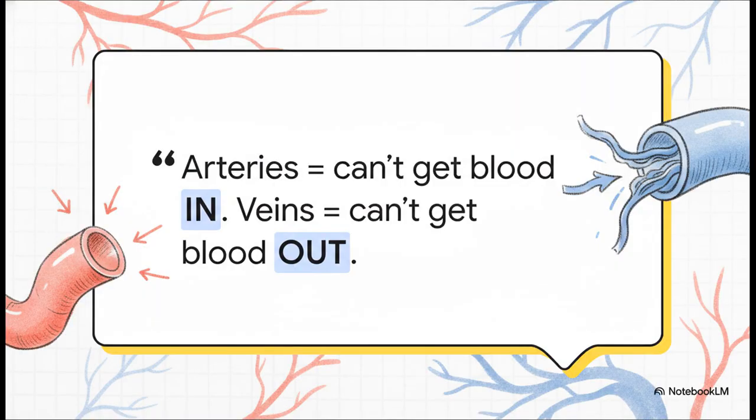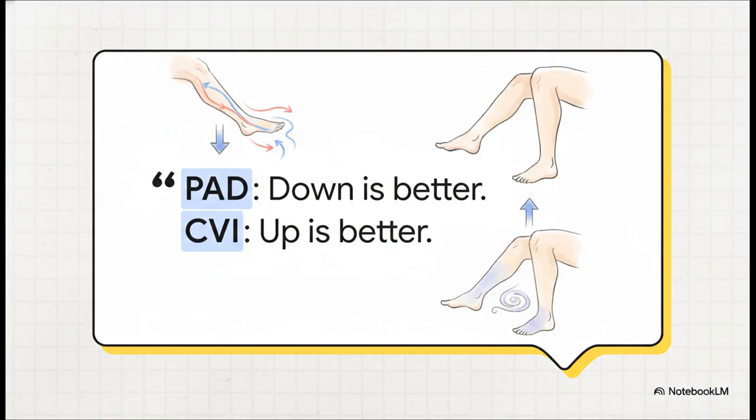Okay, need a way to make this stick? Here's a memory hook that goes straight to the core of the problem. Just think. Arteries can't get blood in. Veins can't get blood out. If it's an IN problem, it's arterial. If it's an out problem, it's venous. Simple as that.